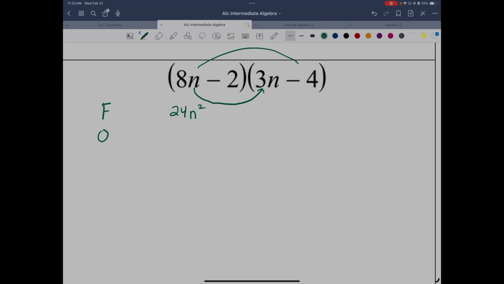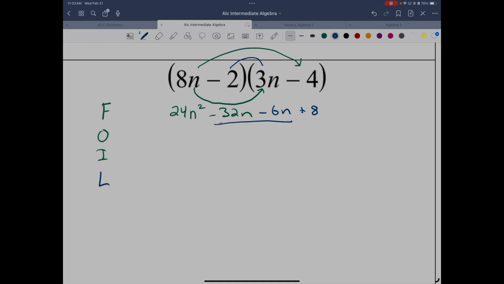Outside is 8n times negative 4. So that's negative 32n. Now I'm just writing it in a string this time. I is inside. It's negative 2 times 3n, which is negative 6n. And the L is last. Negative 2 times negative 4, which is positive 8.